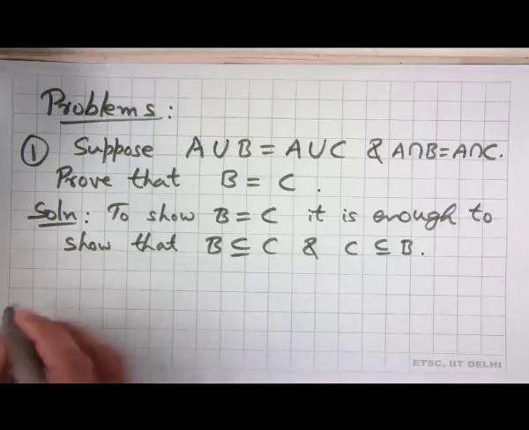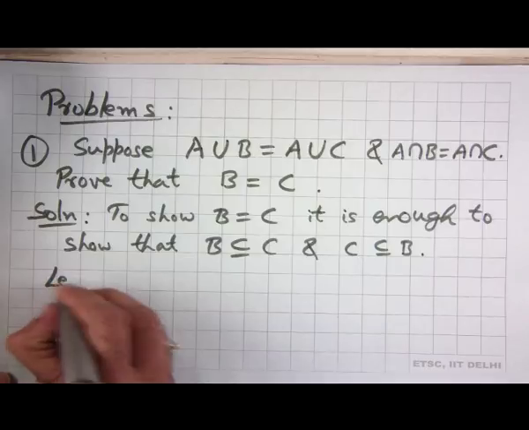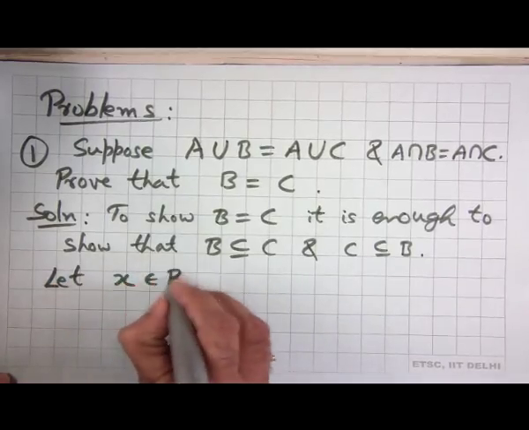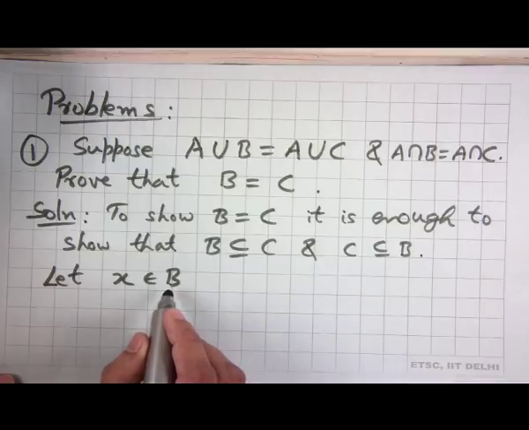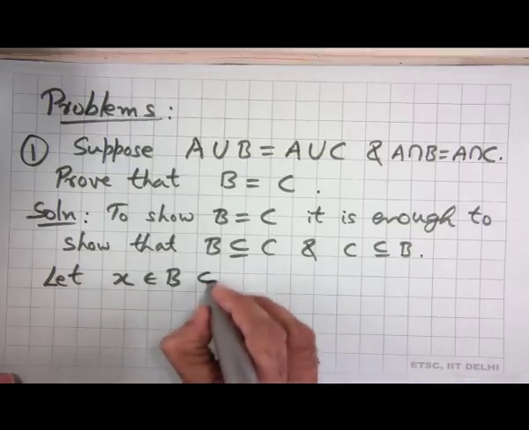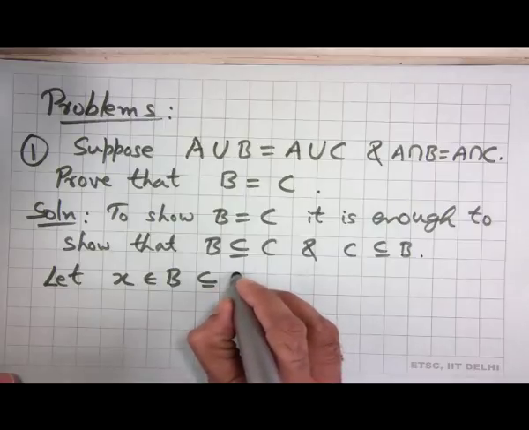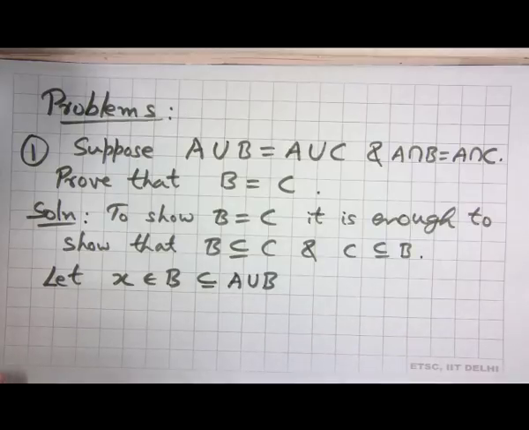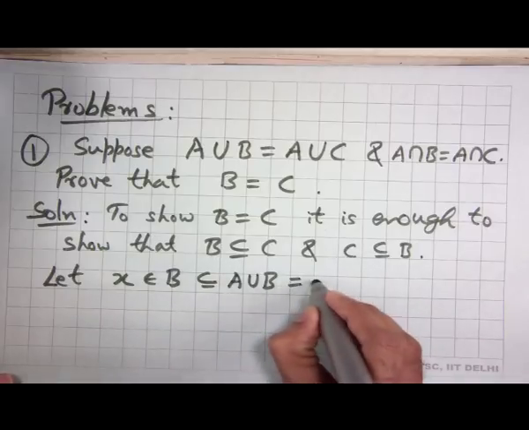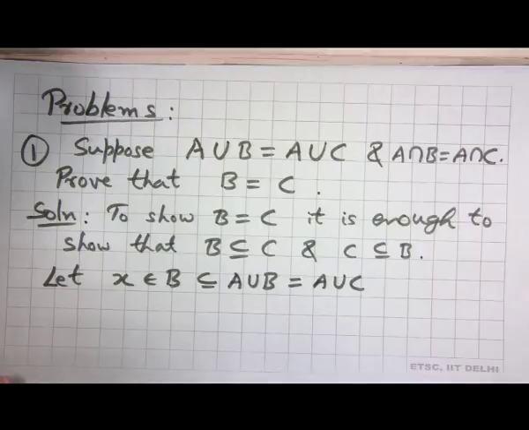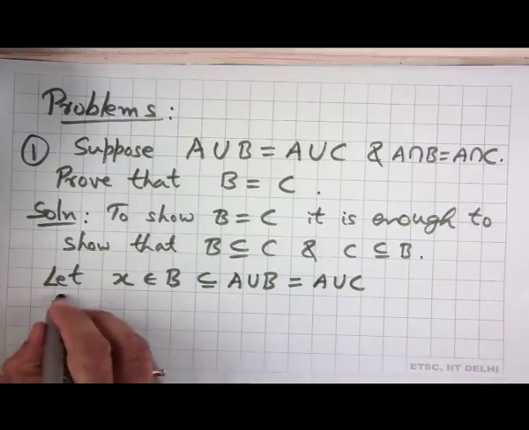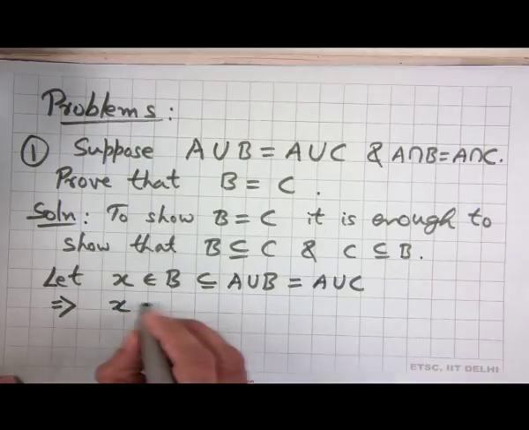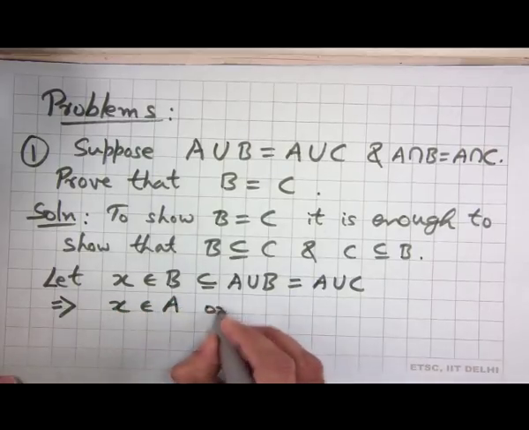So, let us see why B is a subset of C. Let X be any element in B. We have to show that X is also in C. We know that B is a subset of A union B. So, if X is in B, it is also in A union B, but A union B is equal to A union C. So, this implies that if I take X in B, X belongs to the union of A and C. So, this implies X belongs to A or X belongs to C.